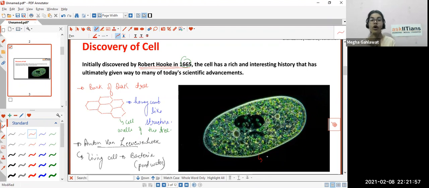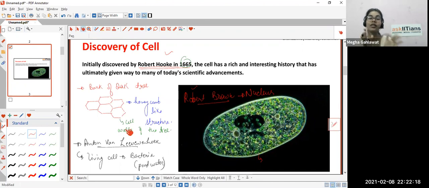All right. Also, there is another scientist you may come across, Robert Brown. Do not get confused between Robert Hooke and Robert Brown. Robert Hooke discovered the cell and Robert Brown discovered the nucleus, which is the brain of the cell. Okay, we'll be studying more about it.